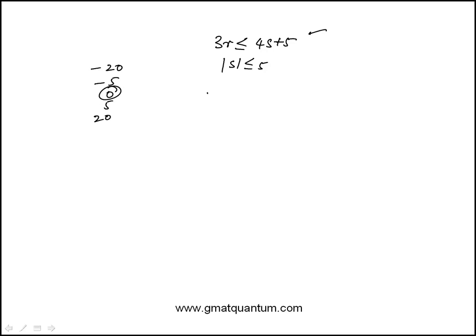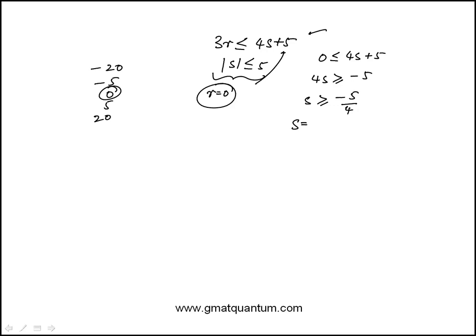So for example, if I set r to be 0, this becomes 0 is less than or equal to 4s plus 5, which means 4s is greater than or equal to minus 5, so s is greater than or equal to minus 5/4. They're telling us the absolute value of s is less than or equal to 5, which means if we choose, for example, s to be 0, that's going to satisfy both of these. So 0 is a possibility. We need to find one that is not possible.